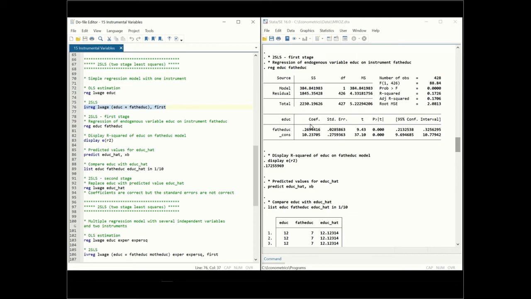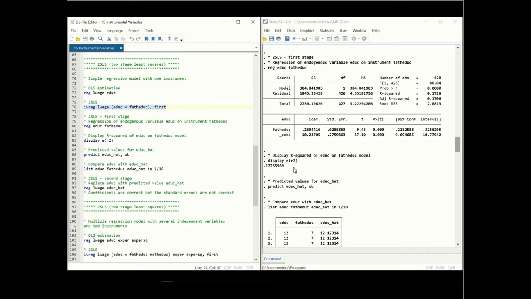So this is the coefficient. Again, it's significant, and this is the R square from this regression. If we're displaying the R square, that's what we're getting here, 0.17, same as this R square here. So we're displaying e(r2). This is the internal statistics that are being stored in Stata.